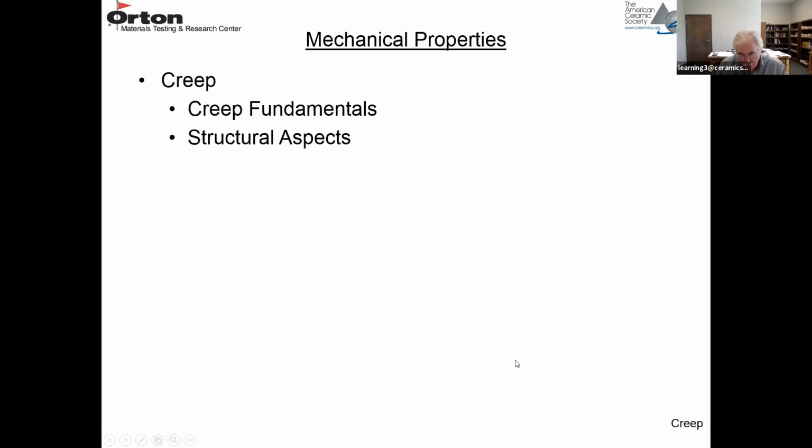So that's the finish of the strength or brittle fracture section. The last section is creep. So we'll discuss creep fundamentals, and then we'll look at how the structure affects the creep behavior.